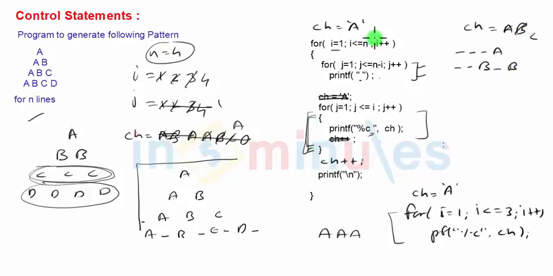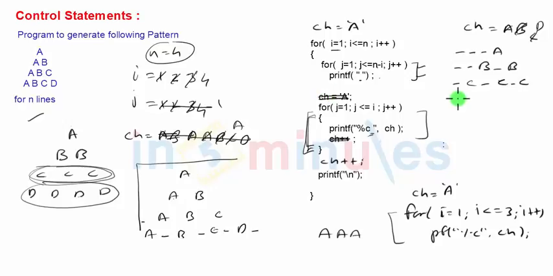Again a new line occurs. I becomes 3. It prints only a single space. Again this J goes from 1 to 3 without incrementing CH. So the current CH, which is C, will be printed 3 times: C space C space C. Before that CH plus plus occurs. CH becomes now D. And then again the next loop works.